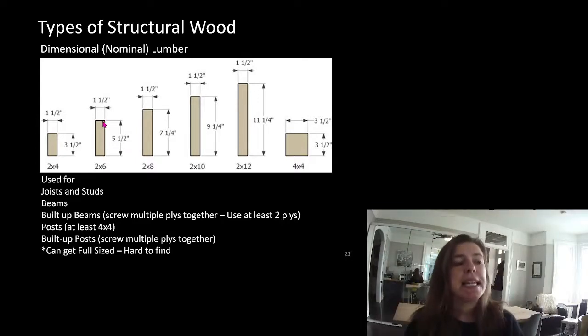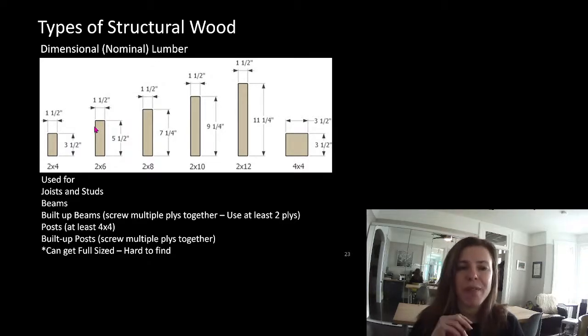Full-sized usually has the sharp edges and hasn't been planed down. It's usually very rough. I've used it for things because it can be a bit cheaper if you go right to the mill and buy it. So I've done it for building docks and things like that.